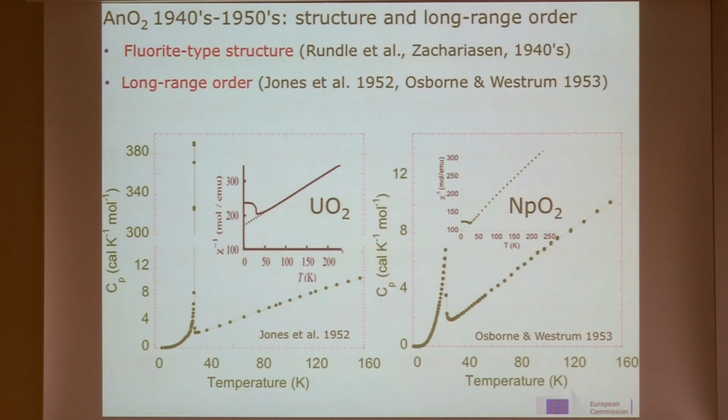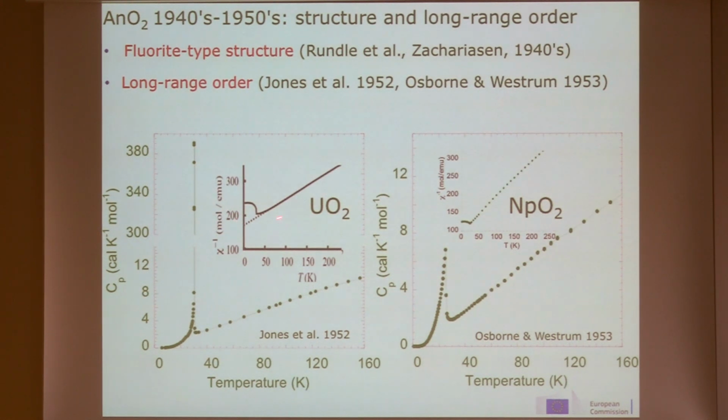Immediately there were studies on the properties at low temperature, and in 52 and 53, essentially by heat capacity measurements and magnetization measurements, a phase transition was discovered both in UO2 and NpO2. UO2 has a first-order phase transition. Notice that here the scale is interrupted and goes from, say, 10 to 300. There is a very huge spike in the heat capacity.